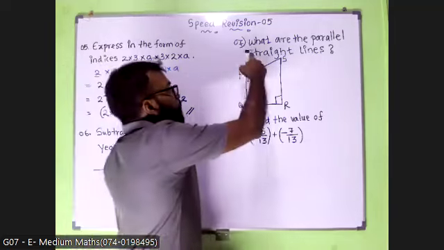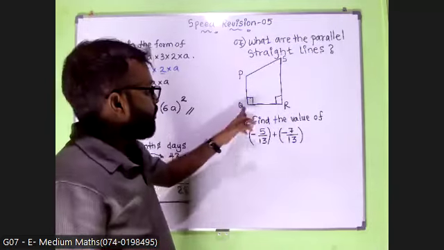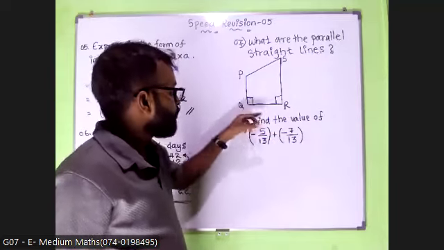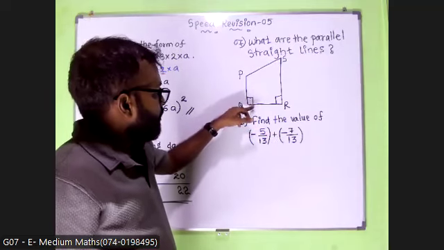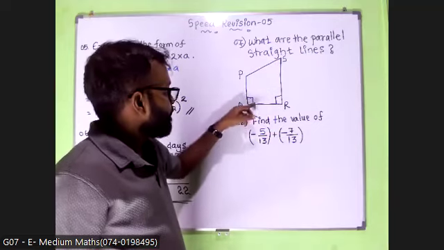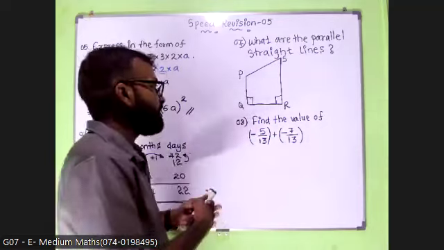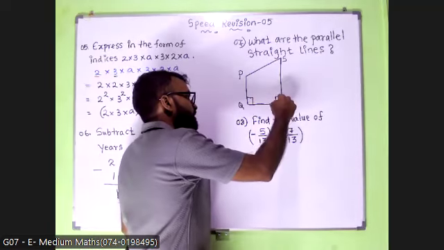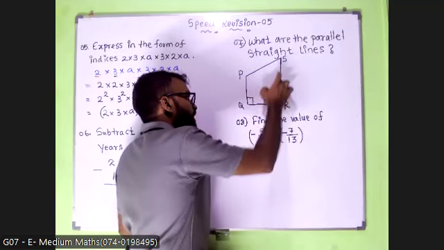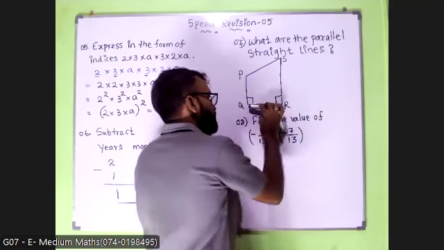Right? So what are the parallel straight lines? By looking at the QR side, by looking at the QR straight line, you can see there are two right angles. So this is 90 degrees and also this one is 90 degrees. So these two lines are on the QR side, right?